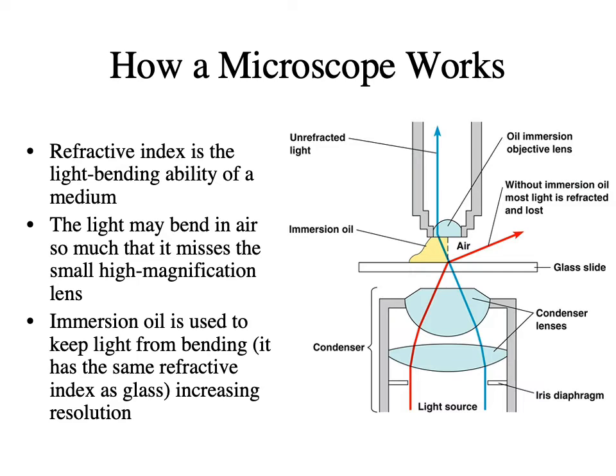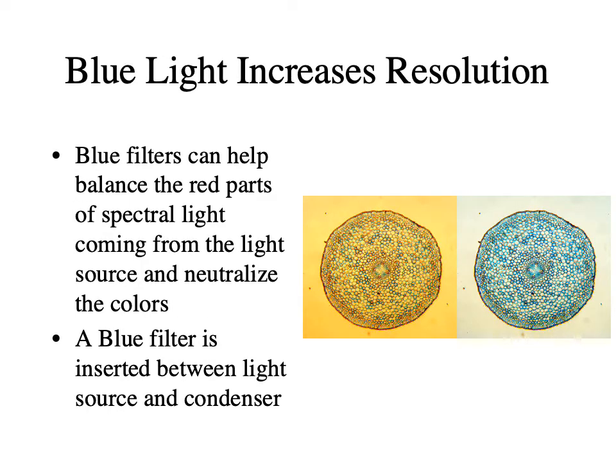Blue light also increases resolution. When you put in a blue filter, you can help balance out those red parts. If you look at the image on the left, you can see it has a lot of yellows, a lot of reds. But if you look at the image on the right that uses a blue light filter, then you can see it more clearly. So a blue light filter increases resolution.